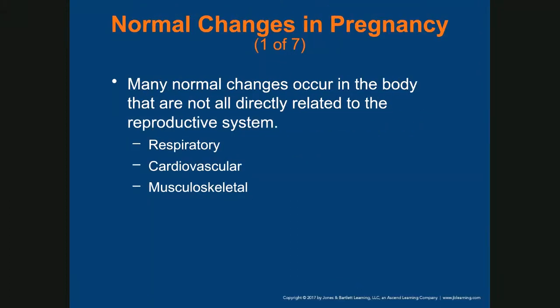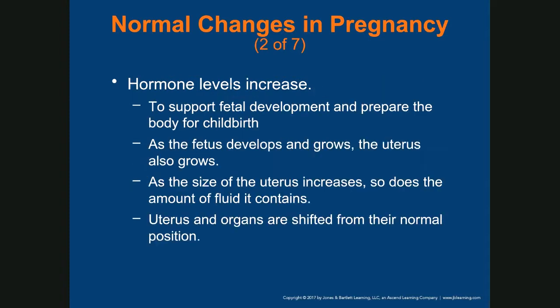All right, so that's the review of the anatomy and physiology. Let's look at the normal changes that can occur during pregnancy. Many normal changes occur in the body that are not all directly related to the reproductive system. So the respiratory, cardiovascular, and musculoskeletal systems can go through changes. Hormone levels increase to support fetal development and prepare the body for childbirth.